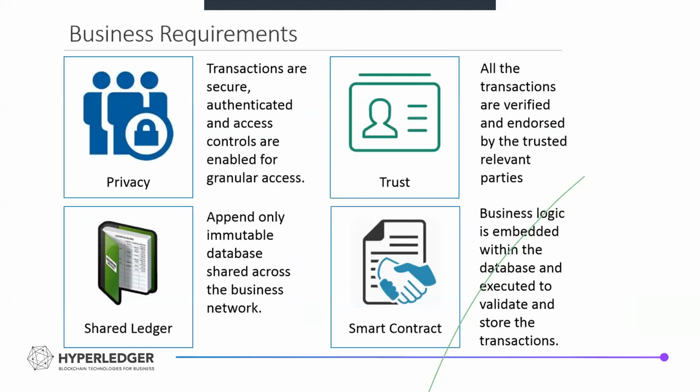So basically, what are the basic business requirements for blockchain? It maintains privacy, it handles trust, it has shared ledgers, and it obviously has smart contracts as well as chaincode. So now we will talk about that.